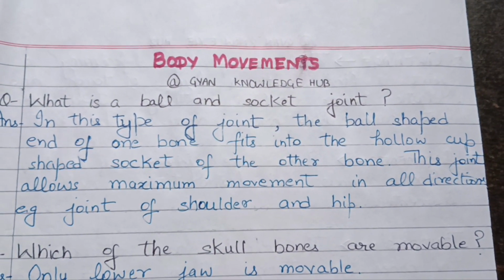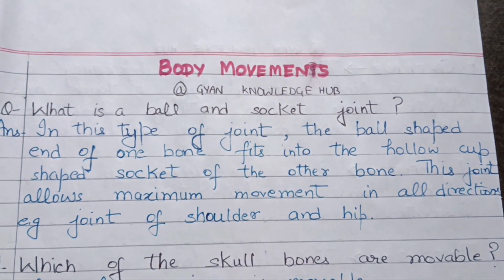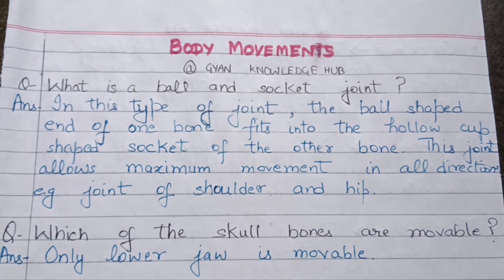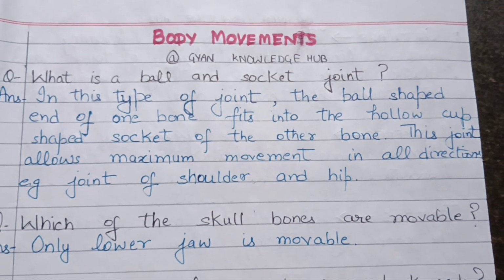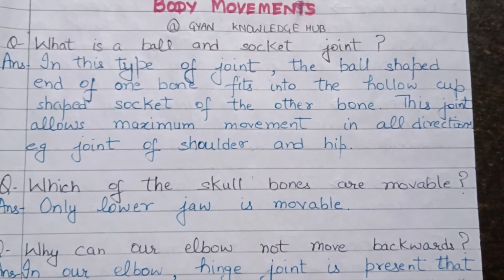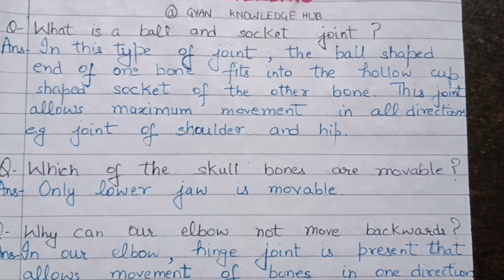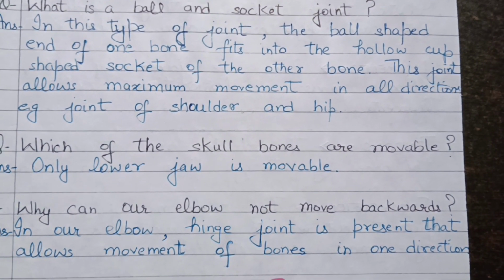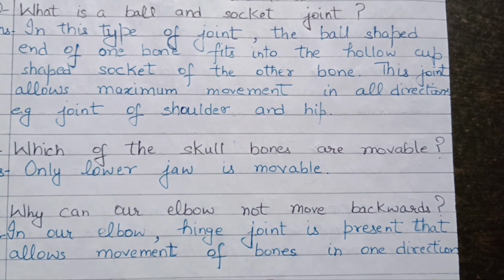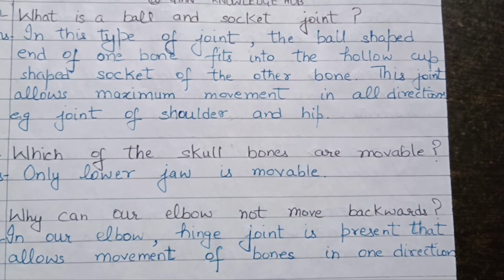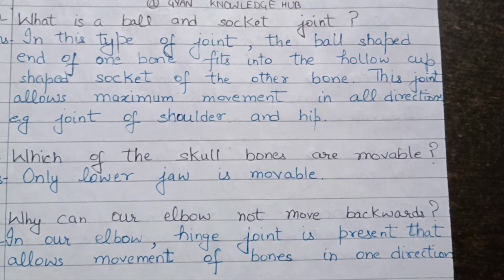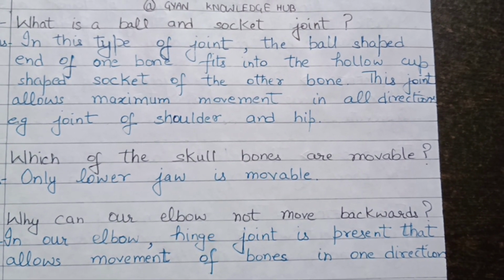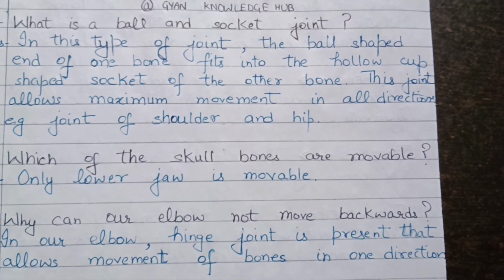Next is, which of these skull bones are movable? Skull bones are not movable, but only the lower jaw is movable, right? Only the lower jaw we can move. Next, why can our elbow not move backwards? In our elbow, hinge joint is present that allows movement of bones in one direction. So it cannot move in the other direction, it cannot move backwards.